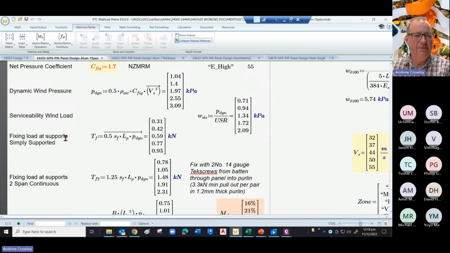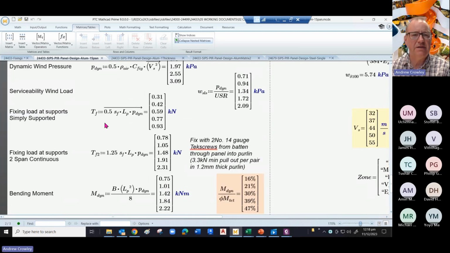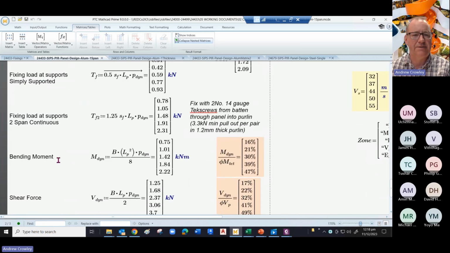Quick look at the fixing loads. So what you're doing is taking the load in the fixing for each of the wind speeds. And if you look at it again under a continuous or a two-span continuous, the central support will have a significantly higher load in it because of that continuity.